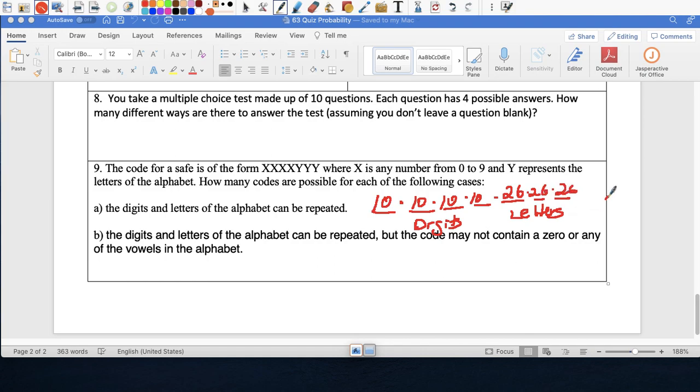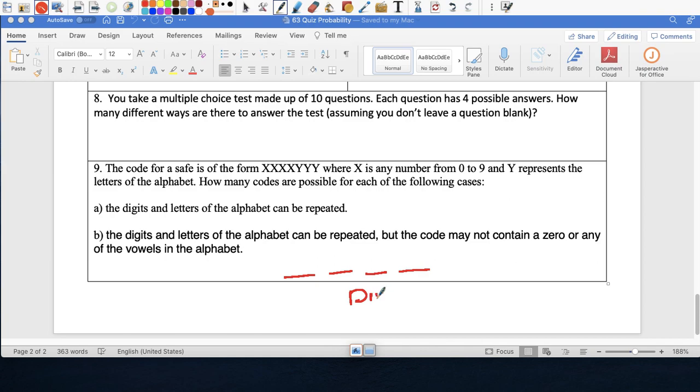So in exponential form, I would have taken that. And now Friday, if you have a question like this again, I'll tell you that you can leave that in exponential form. The digits and the letters of the alphabet can be repeated. So 1, 2, 3, 4. Again, these are digits, but you can't use zeros, so no zeros. And on the letters, you can use no vowels, but they can be repeated. So again, not a permutation.